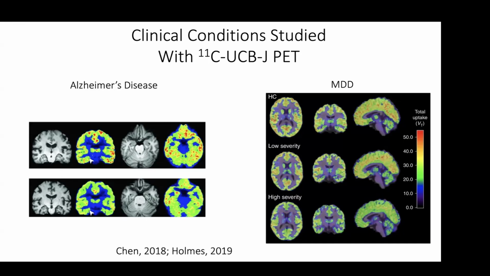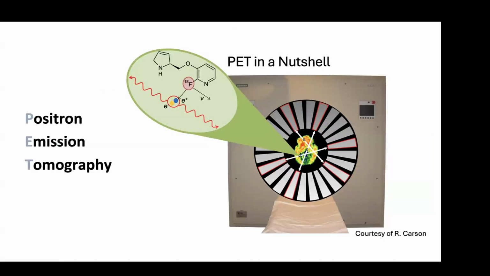Beyond the validation studies, the ligand started to be used across multiple conditions. They did studies in Alzheimer's disease and major depression. In Alzheimer's, they saw decreased binding in the hippocampus in comparison to healthy controls. In major depression, they saw lower binding in the dorsolateral prefrontal cortex in comparison to healthy controls. And in depression, the lower the binding, the higher the severity of depression.